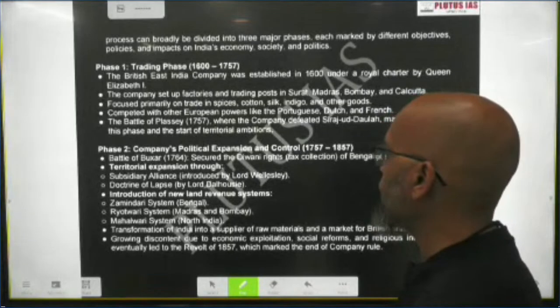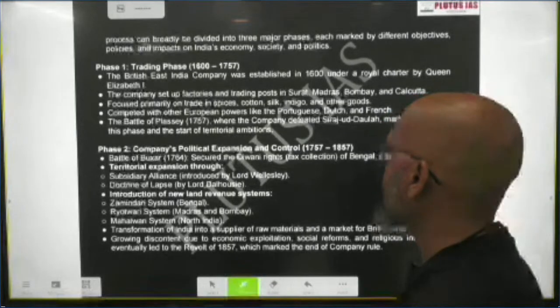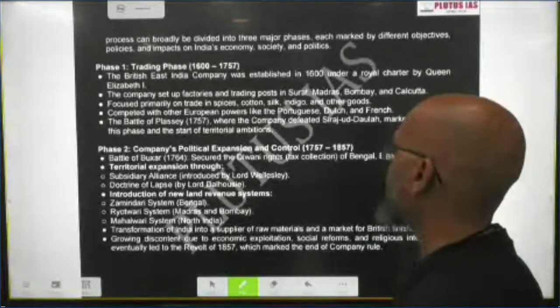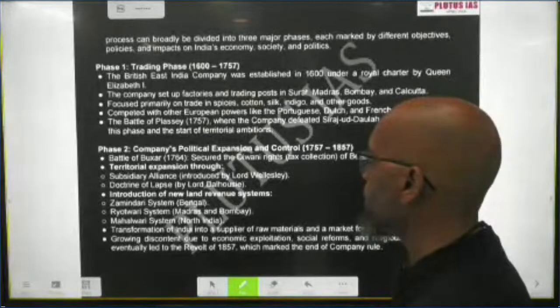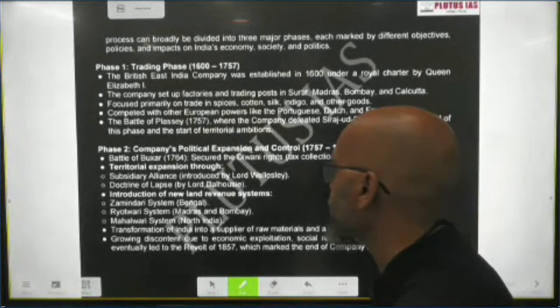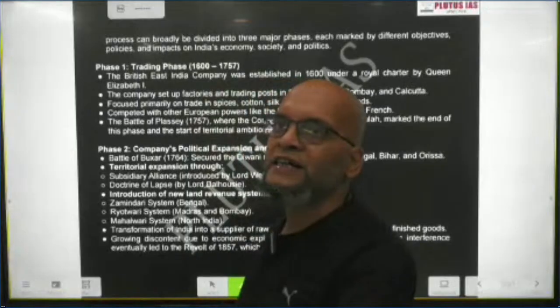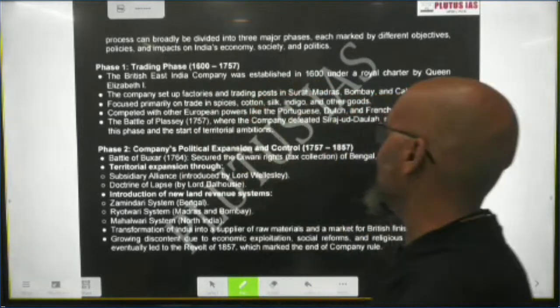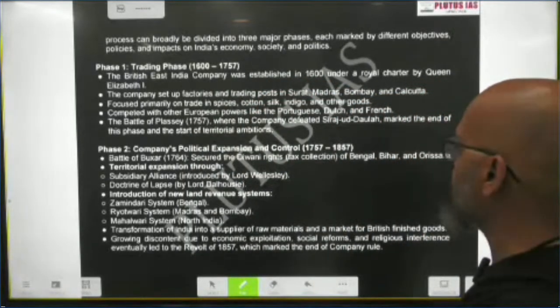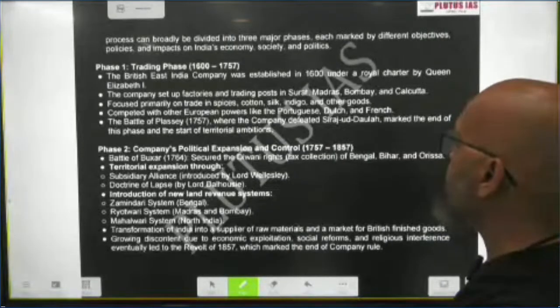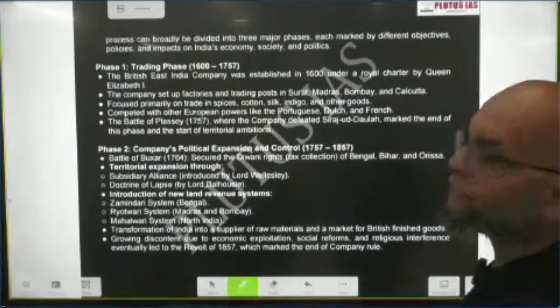The Battle of Plassey, 1757, where the company defeated Siraj-ud-Daulah, marked the end of this phase and the start of territorial ambitions. So after 1757, from traders, they turned into territorial rulers. Phase 2, the company's political expansion and control. This phase lasted for 100 years. The initial phase was for 157 years.